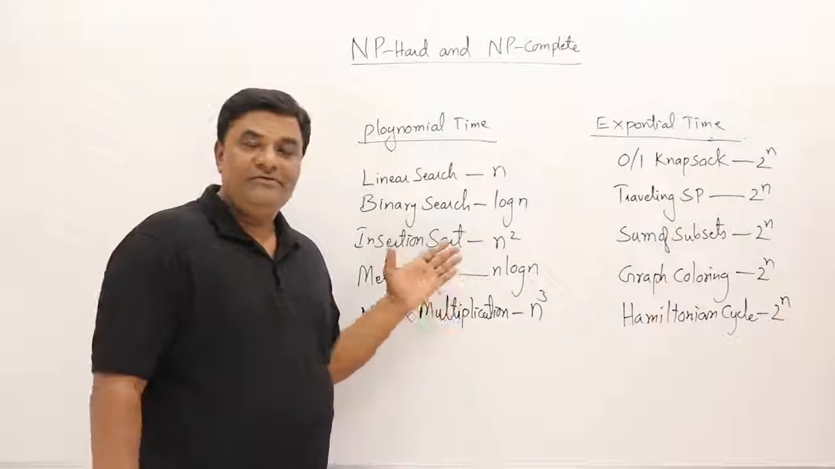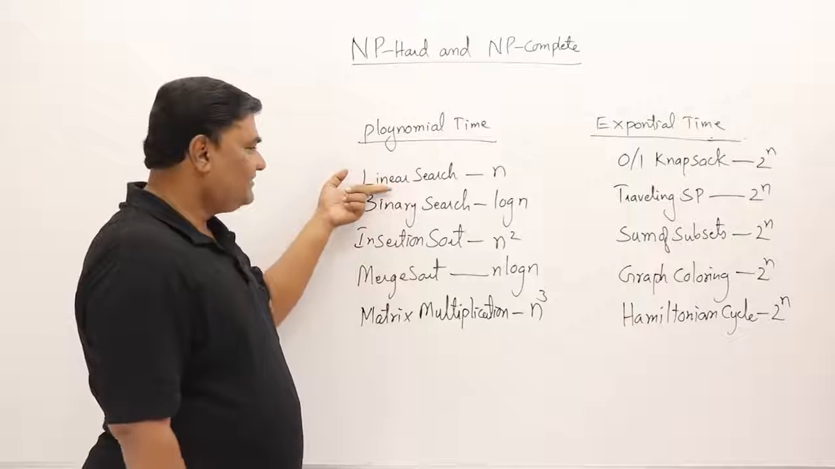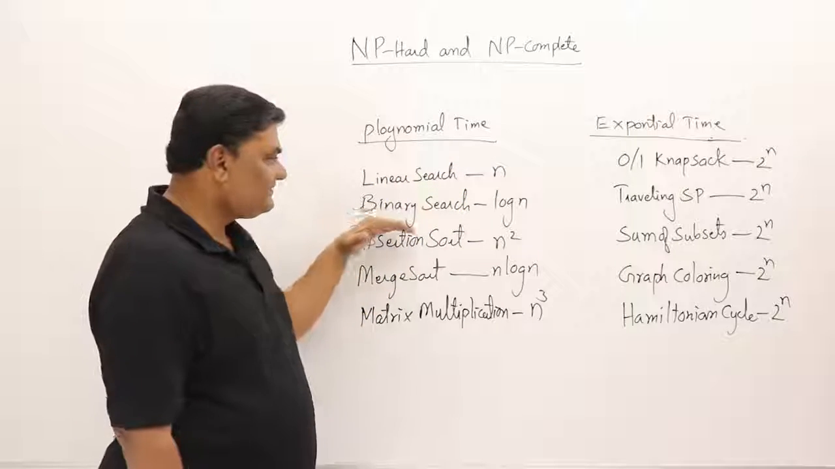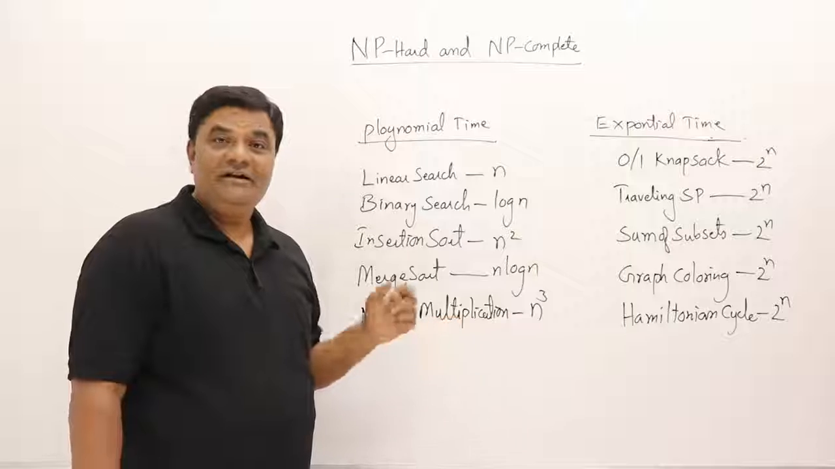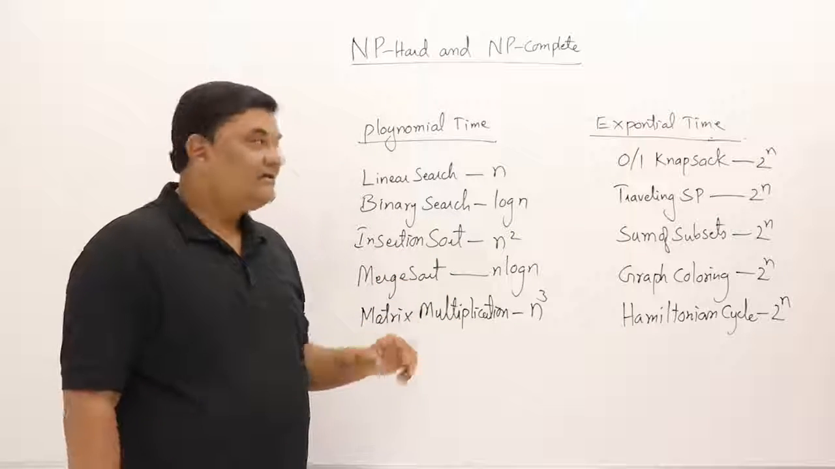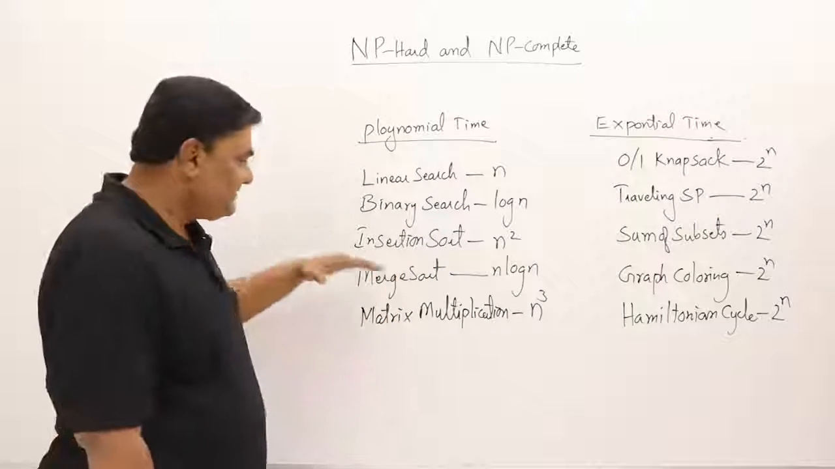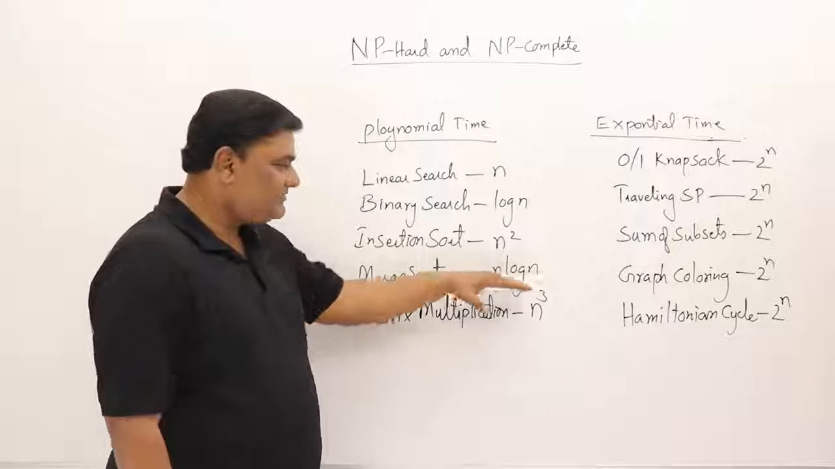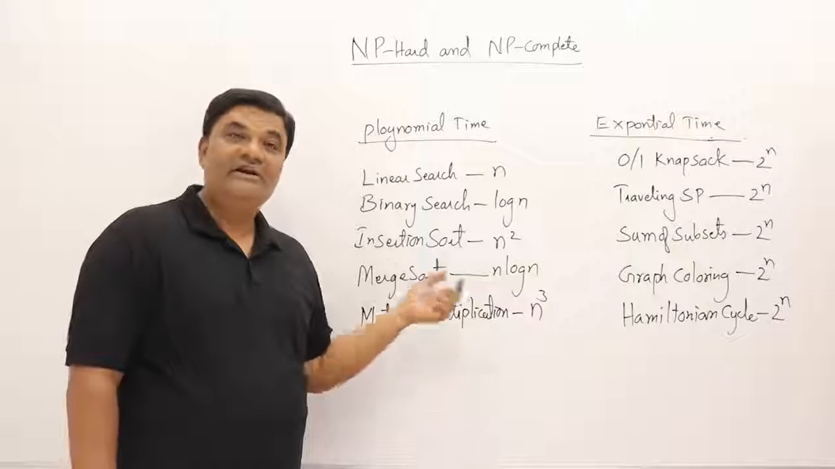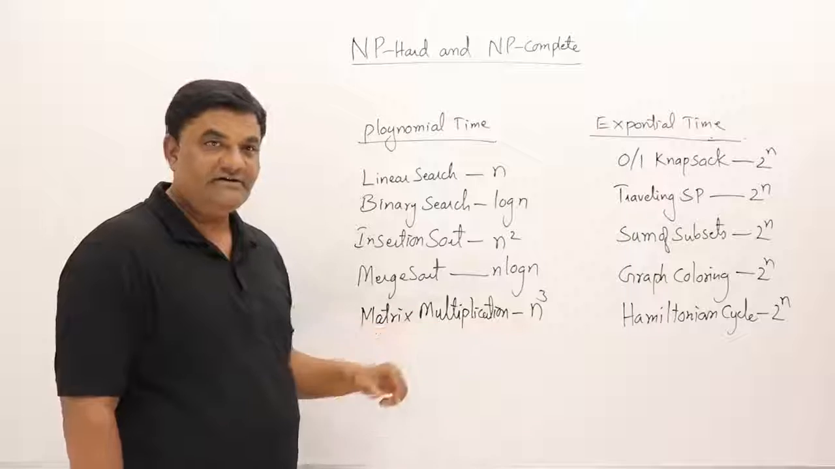What is the scope for doing research here? For searching we have linear search, which takes order of n time, and faster than that is binary search, which takes log n time. We are in search of an algorithm much faster than this, that is order of 1 time. Similarly, the fastest sorting algorithm takes order of n log n time, and one of them is merge sort. We want a faster sorting algorithm that takes order of n time.